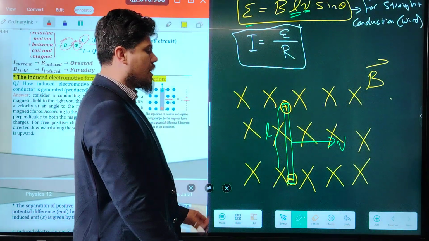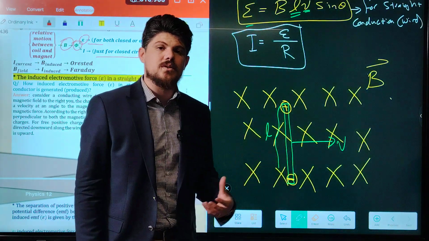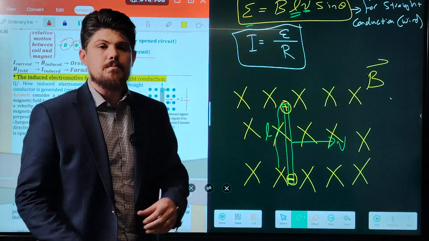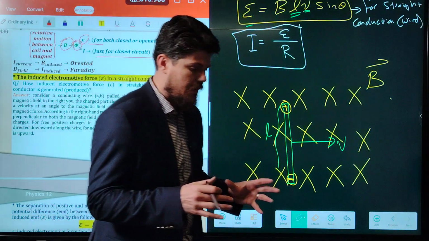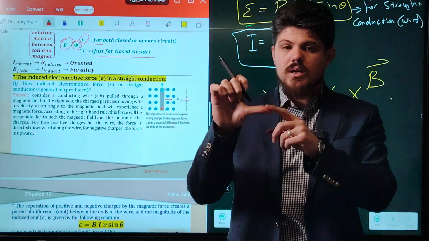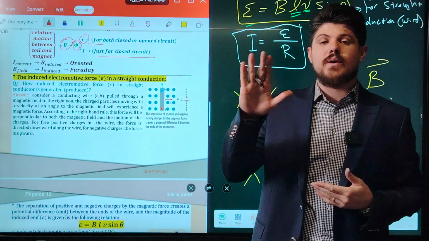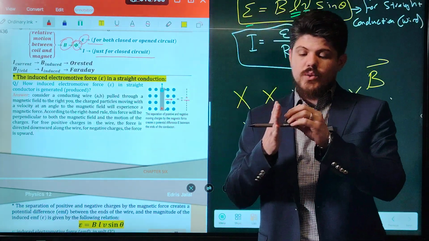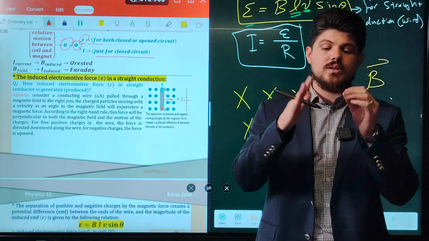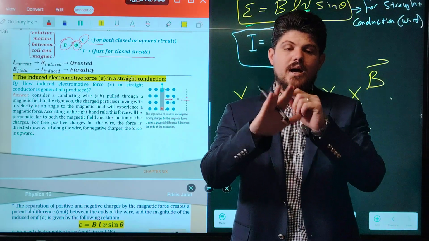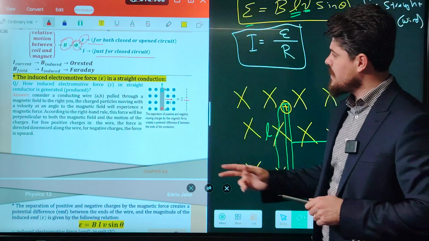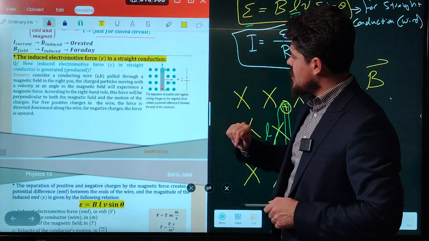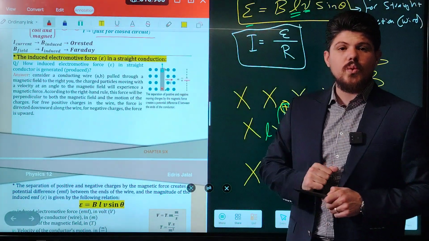Negative. How can you determine the positive and the negative charges in the conductor? By using the right-hand rule. Your thumb is the direction of the velocity and the four fingers is the direction for the magnetic field. And as usual, we have two forces: the force on the positive charge and the force on the negative charge. As you can see here in this figure, we have a straight wire.